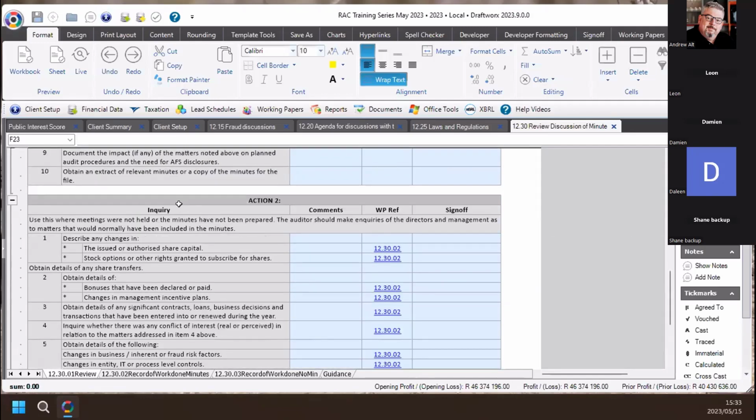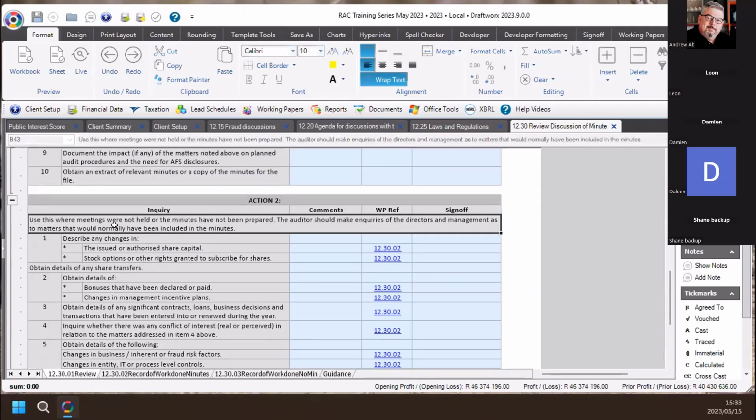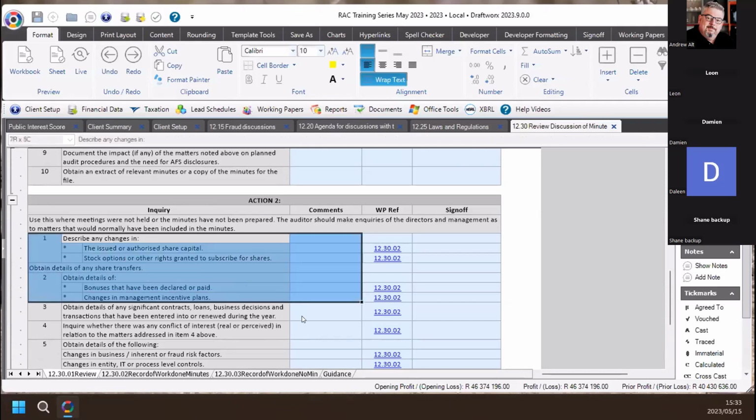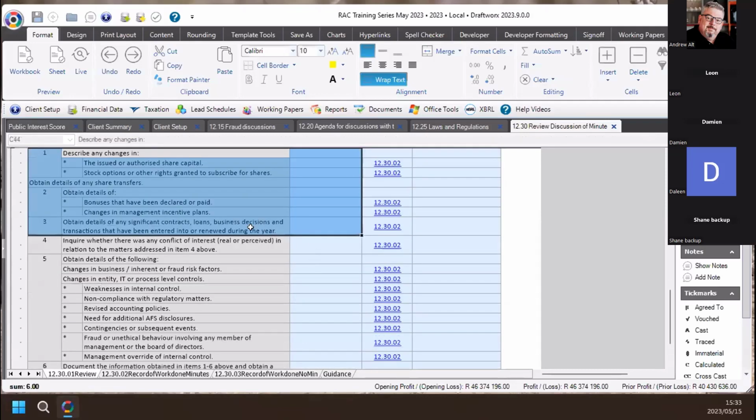So we've got action 2, which is also in place there for cases where there were not meetings or there were no minutes. Where the client has not had meetings or has not had minutes, this is then a questionnaire that you can work through with the client to make sure that the most important issues are identified and discussed in the file.